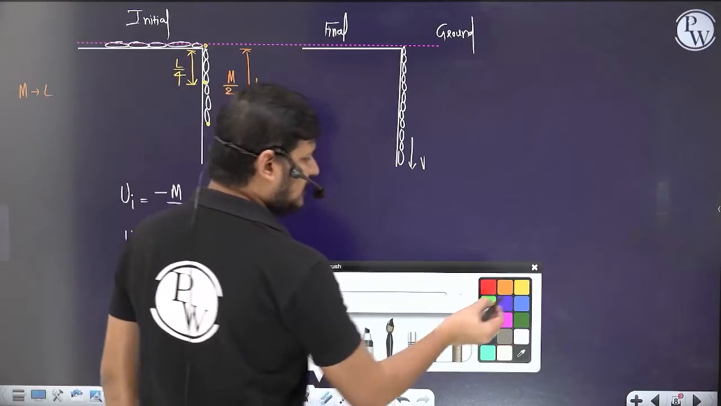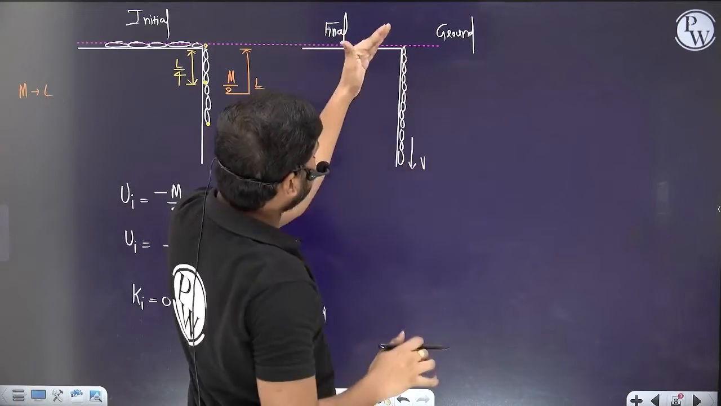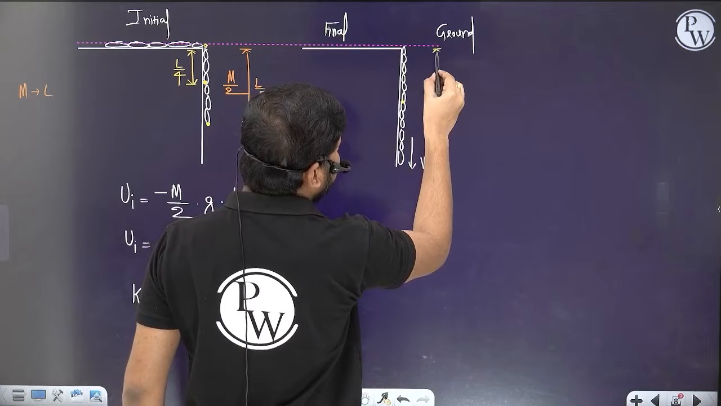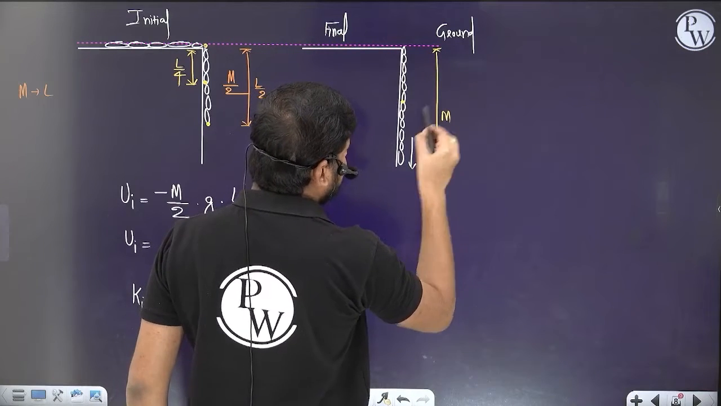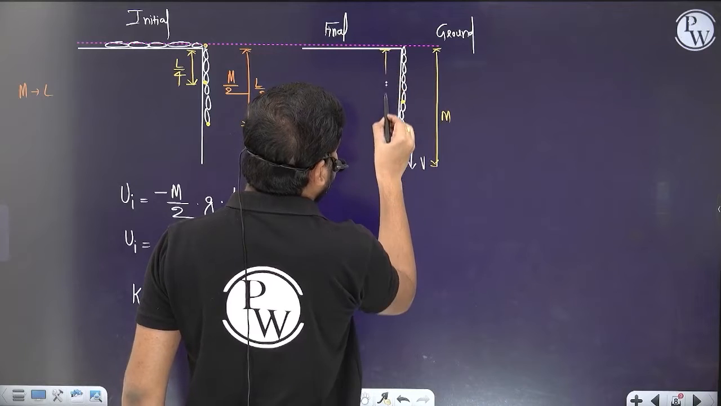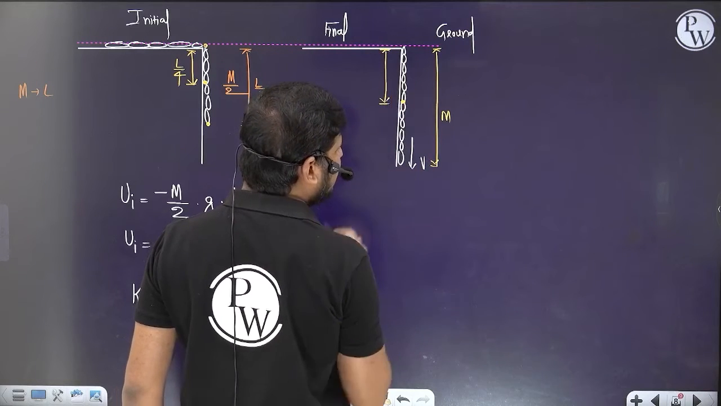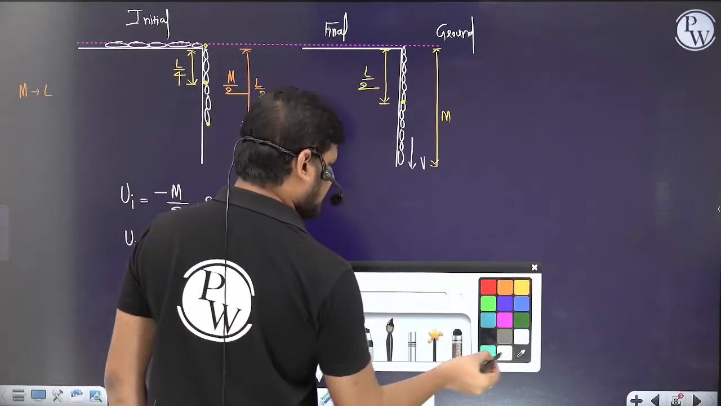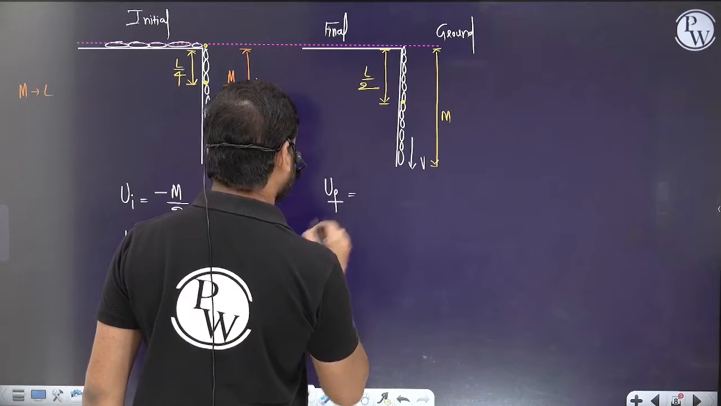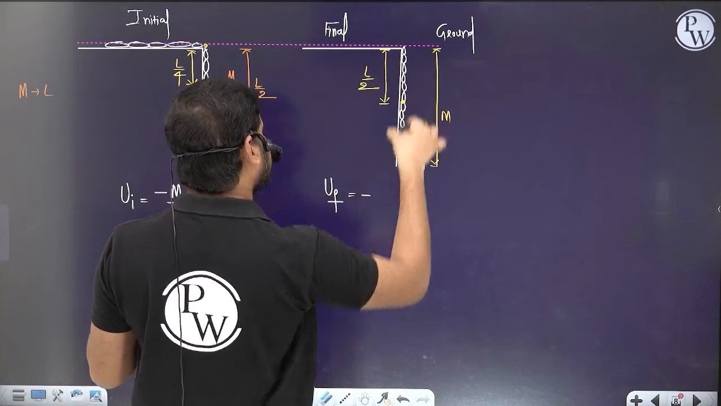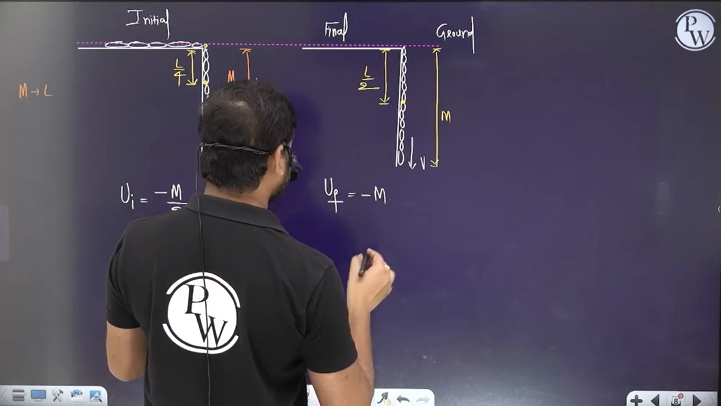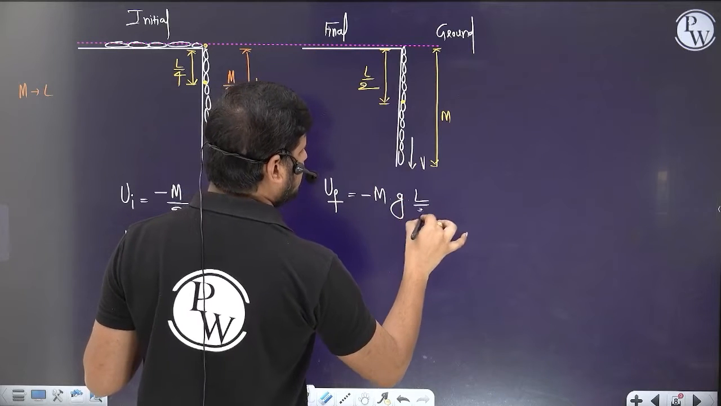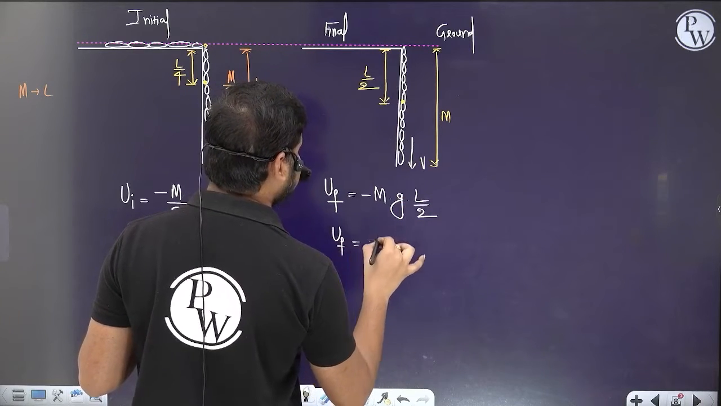Now finally, when it completely leaves the table, the total chain will be here. The total chain mass will be m, and some part is touching the ground and some part is at a height L. So we take its center of mass at L by 2. Therefore the final potential energy Uf is minus the total mass m into g into L by 2. So the final potential energy is minus mgL by 2.